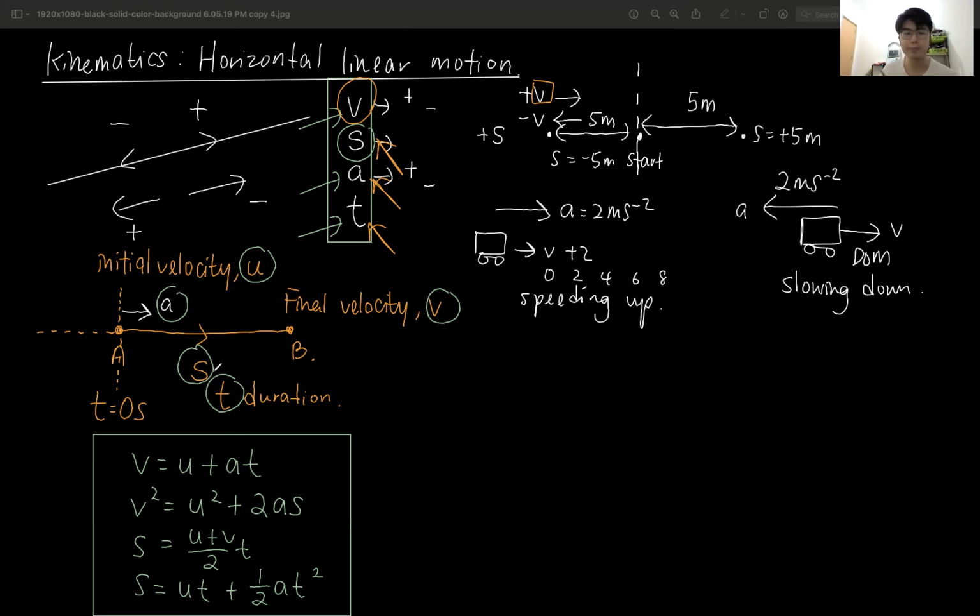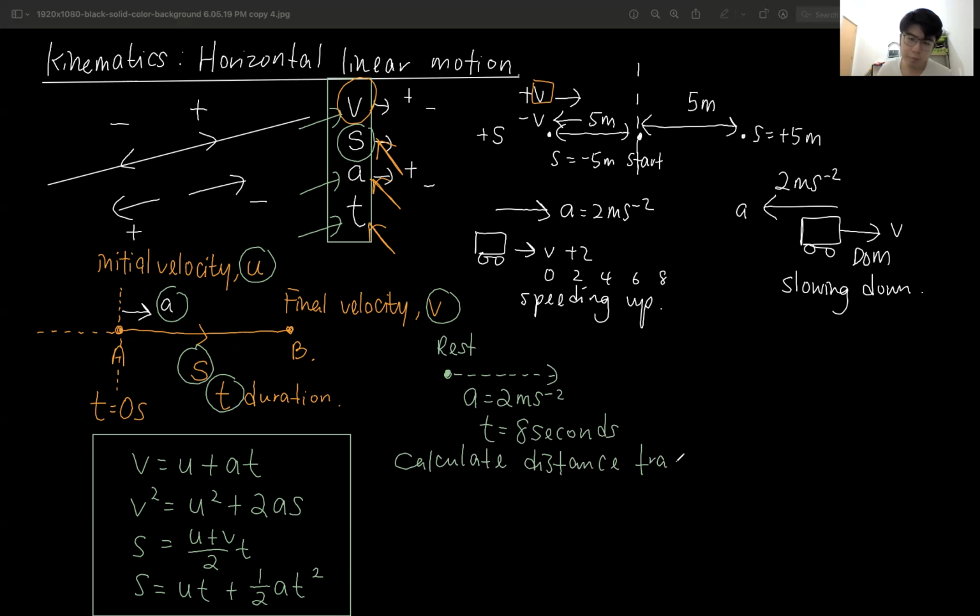Let's say a particle starts from rest, and then it accelerates at an acceleration of 2 meters per second squared. If the duration is, let's say, 8 seconds, calculate the distance traveled. You see what we want to find here? The particle started at rest, and then it moves to the right at an acceleration of 2 in 8 seconds. We want to find the distance that the particle traveled in these 8 seconds.